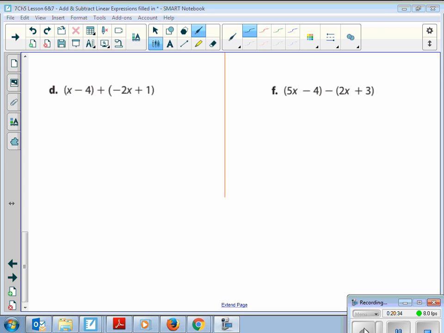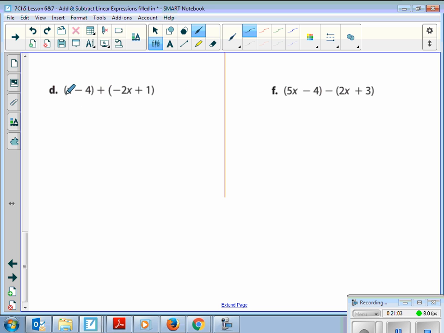All right, so for example D, this one's a little different because here, even though it's plus, we're adding two quantities, and the number in front of the parentheses is still a positive 1. Look at what happens here. We have plus a negative. Is everybody with me on that? Okay, so keep that in mind when we're rewriting our problem.